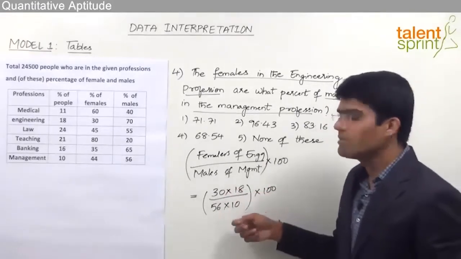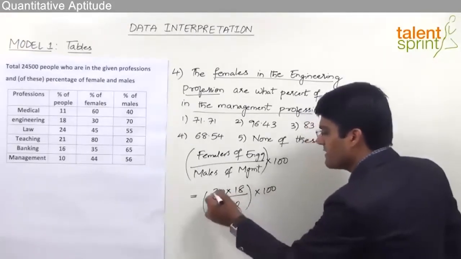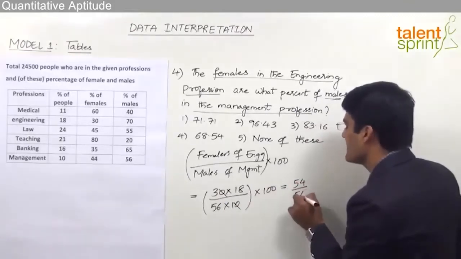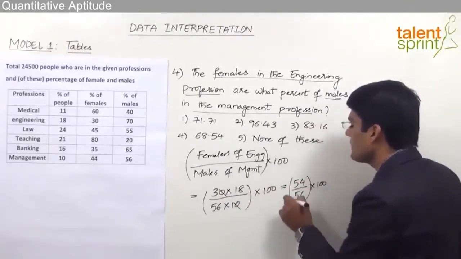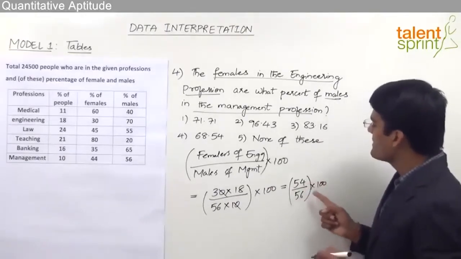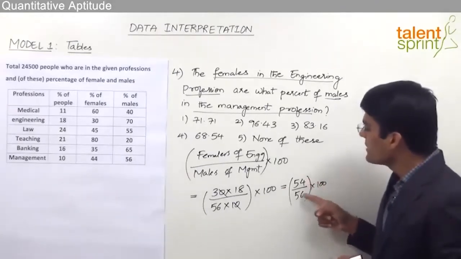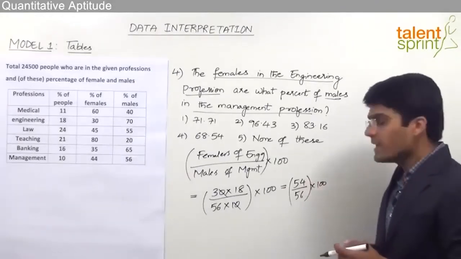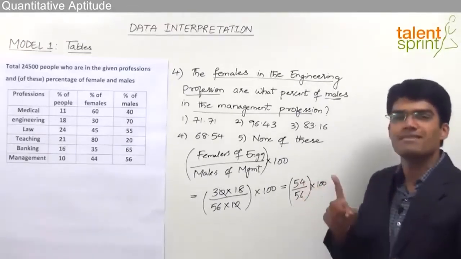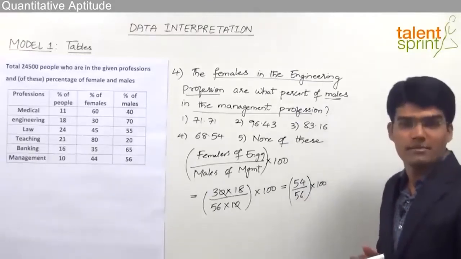Now upon simplification, we can see what is the correct answer. Now zeros anyway here get cancelled. We get 3 into 18. 3 into 18 is 54 by 56 into 100. Now from the knowledge of percentages, we know that 54 by 56 into 100 is very close to 100%. Why? Because numerator and denominator here are close to each other. We can say that approximately 54 is 56. So this becomes 56 by 56, that is 1. 1 into 100 is 100%. So approximate answer here will be 100%.